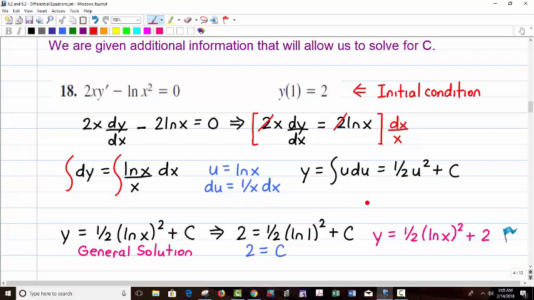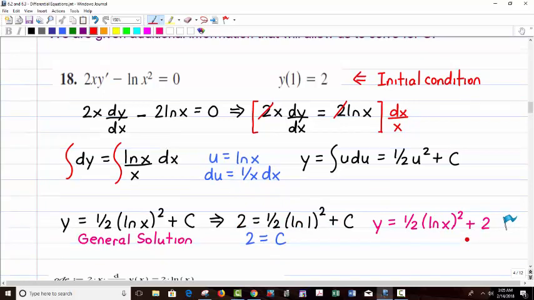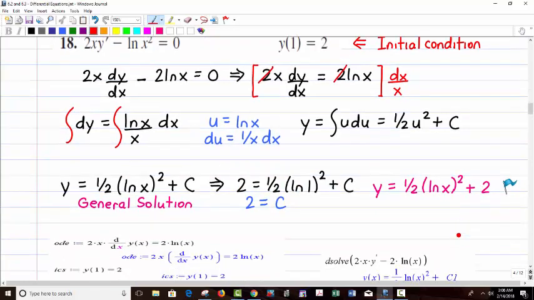Now that would be fine if we didn't have this initial condition. That would be our general solution, but now we can solve for c, because when x is 1, y should equal 2. So I put 1 in for x, 2 for y. ln of 1 is 0, so it zeroes out all this, and I get c equals 2. So there would be the actual particular solution. y equals 1/2 (natural log of x) squared plus 2.